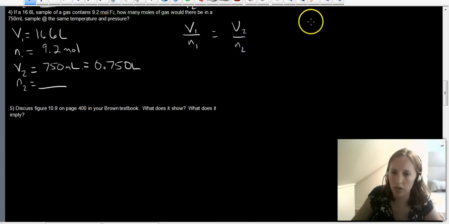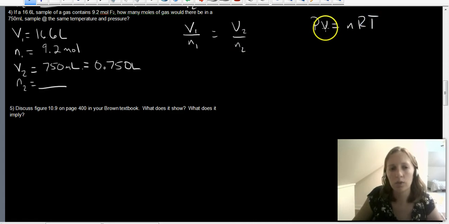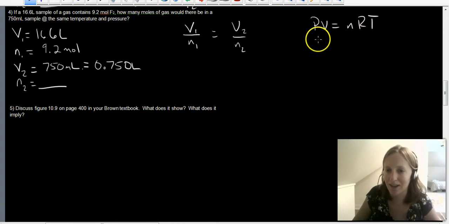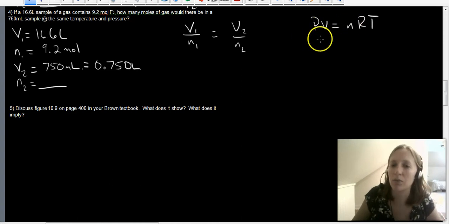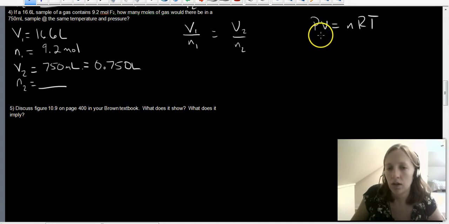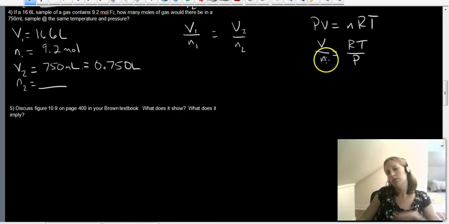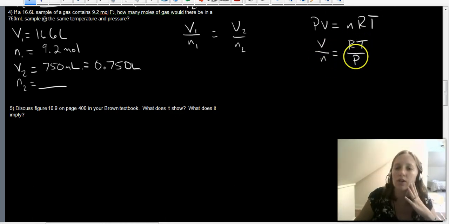And let me just show you the derivation of that from PV = nRT. What we have is V and N. So let's rearrange so that we have V and N on one side and everybody else by themselves on the other side. So that's going to be V over N equals RT over P. So we rearranged the formula so that V over N is RT over P.